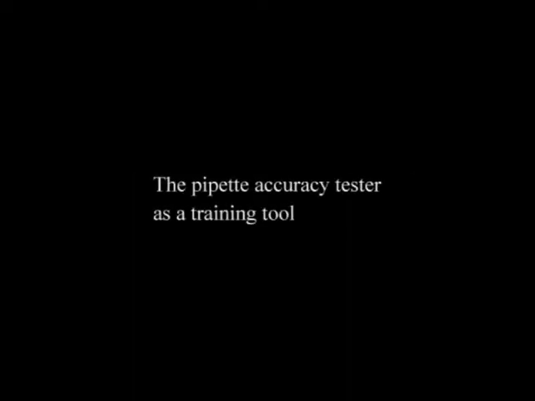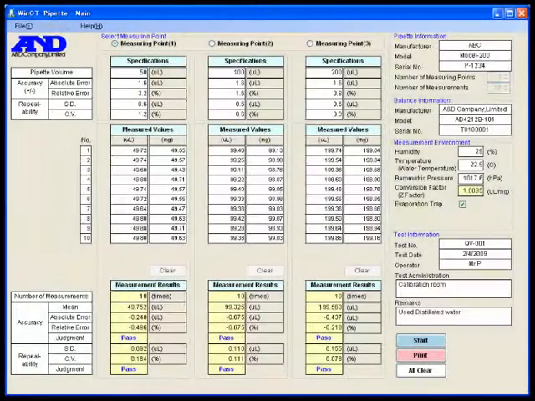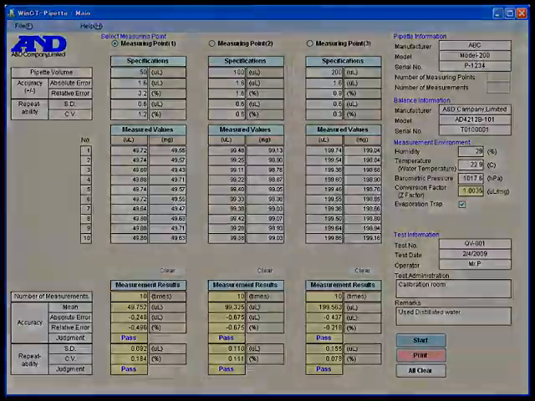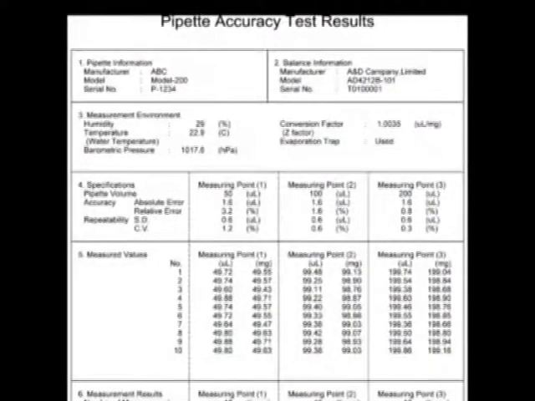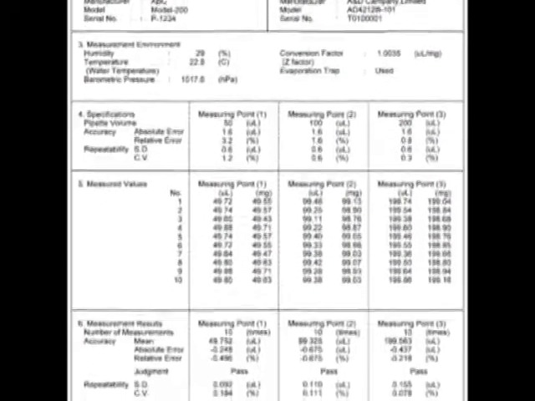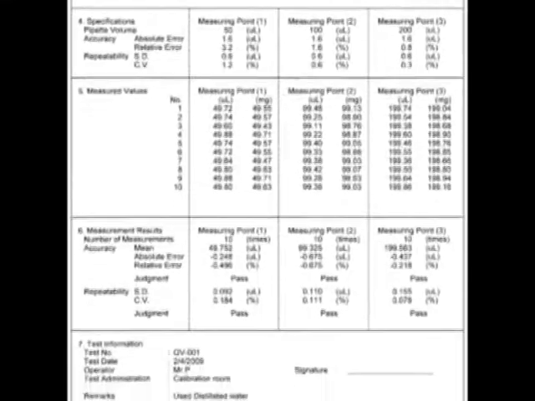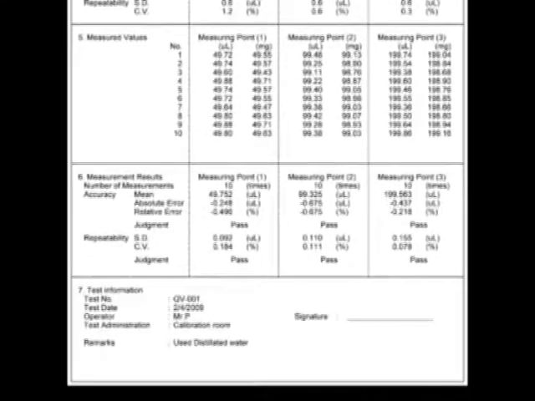Apart from the performance of the pipette itself, these errors are greatly influenced by operator skill. Therefore, novice pipette users can also use the pipette accuracy tester as a training tool. This image shows the results of 10 measurements at 3 points. You can save the test results to a PC, as well as print them out in an A4 or letter size report format for paper-based recording with signatures.